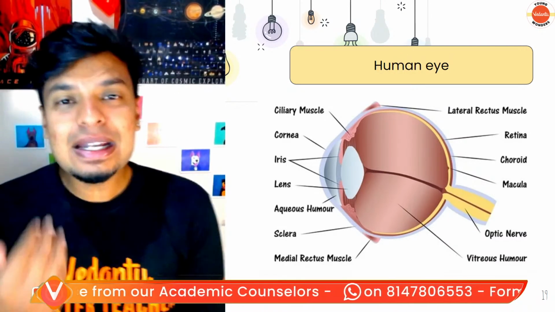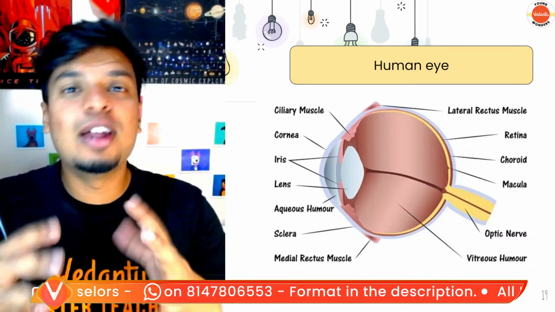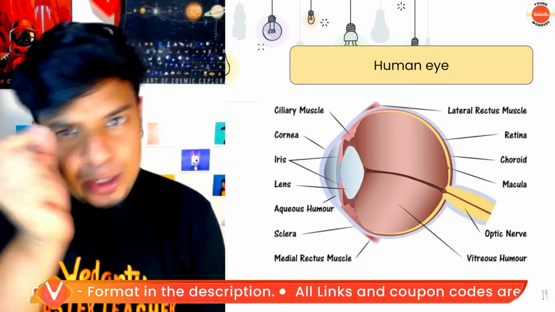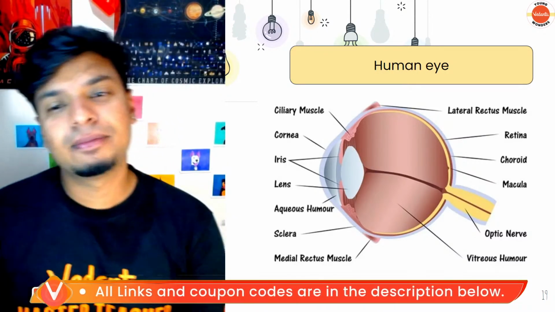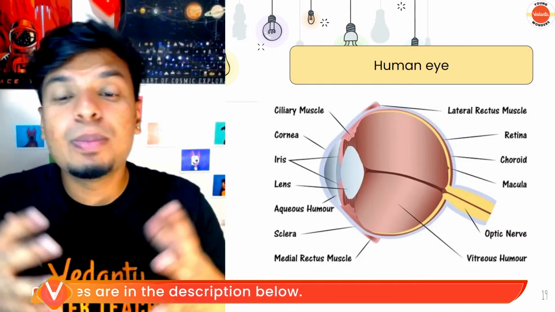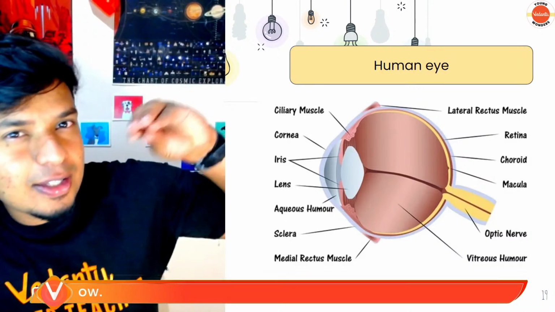Okay. Now that is basically your iris, guys. See, your iris gives the color of your eyes. Now in the middle of the iris, you can notice a small hole there. That small hole is your pupil. Pupil is the place where the light enters into your eyes.